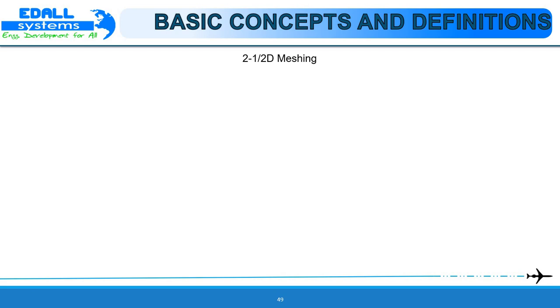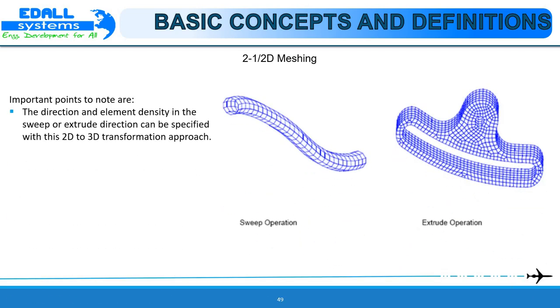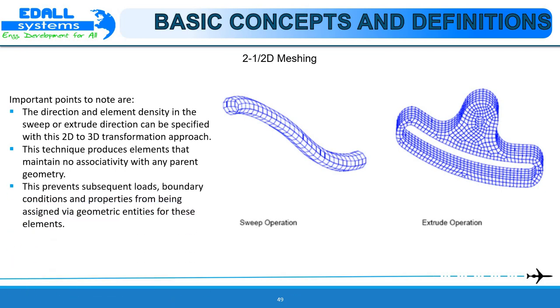1x2D meshing. A planar 2D mesh can also be transformed to produce a 3D mesh of solid elements using the sweep and extrude option. The direction and element density in the sweep or extrude can be specified with this 2D to 3D transformation approach. This technique produces elements that maintain no association with any parent geometry. This prevents subsequent loads, boundary conditions, and properties from being assigned via geometric entities of these elements.